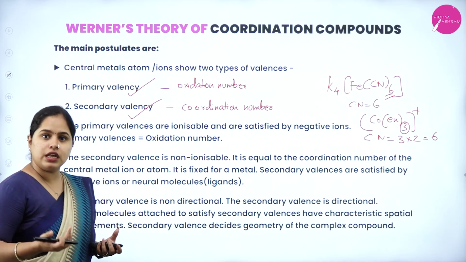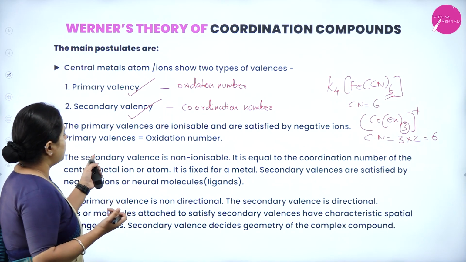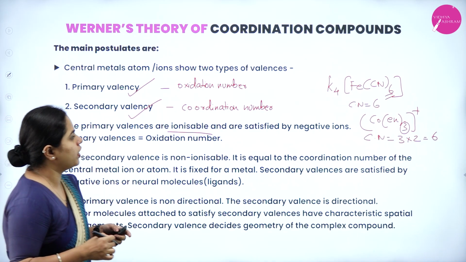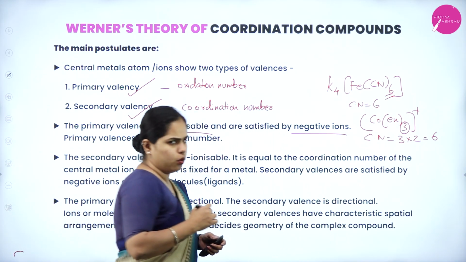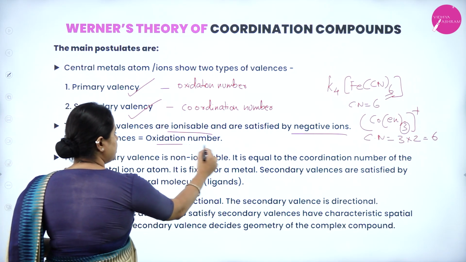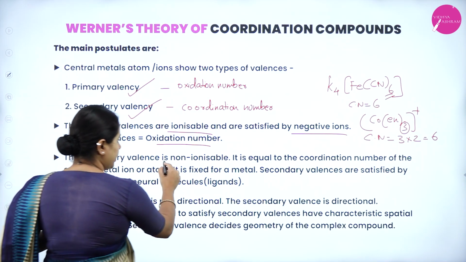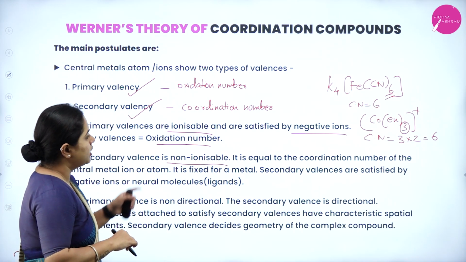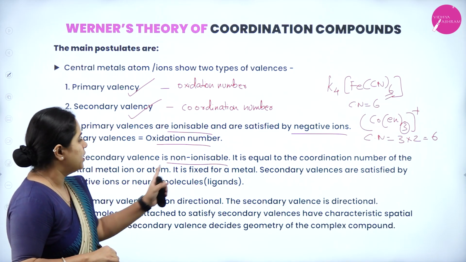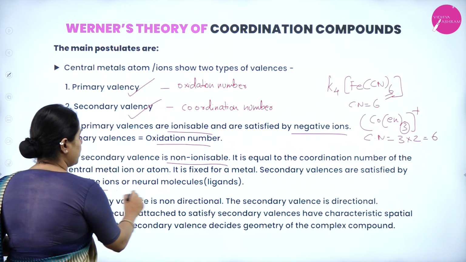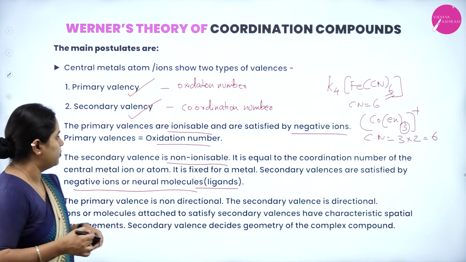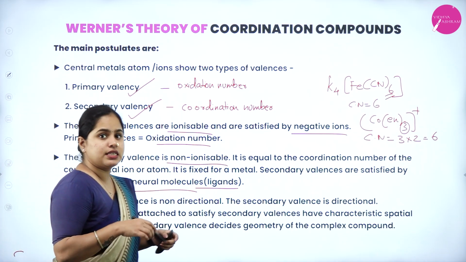Now let's move on to the details of primary valency and secondary valency. Primary valencies are ionizable and are satisfied by negative ions, and they are equal to the oxidation number. The secondary valency is non-ionizable. It is equal to the coordination number of the central metal atom or ion, and it is fixed for a metal. Secondary valencies are satisfied by negative ions or neutral molecules that are ligands. Now, why is this ionizable and non-ionizable? As you can see here, the primary valency is ionizable.